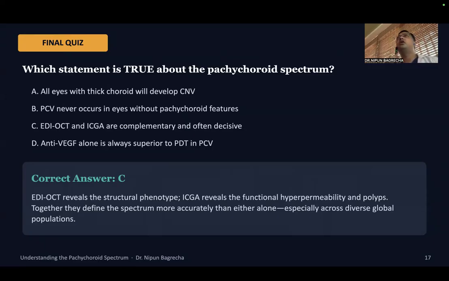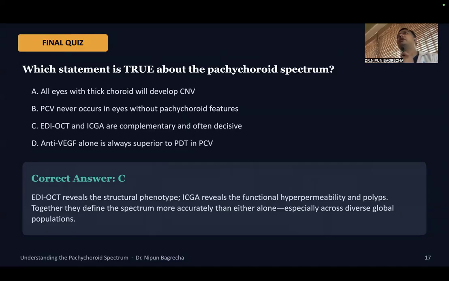So, all eyes with thick choroid will develop CNVM. That is not the case. All eyes with thick choroid can have pachyvessels, but not all pachyvessels are hyperpermeable. Some are hyperpermeable. PCV never occurs in eyes with pachychoroid features? We have seen that in pachychoroid, PCV will occur predominantly, but in around 20% of cases, PCV also happens in leptochoroid, the thinner choroid. Mostly in females, that paper has seen that PCV has happened with a thinner choroid.